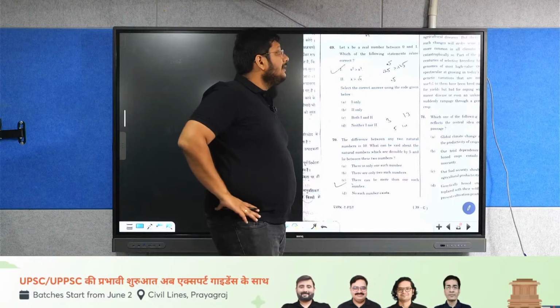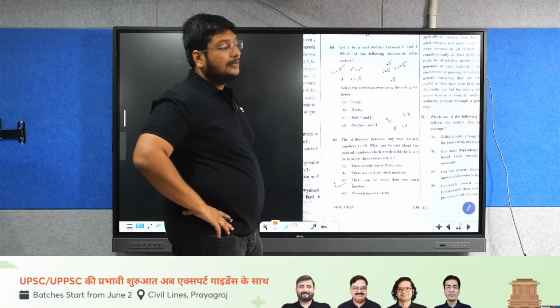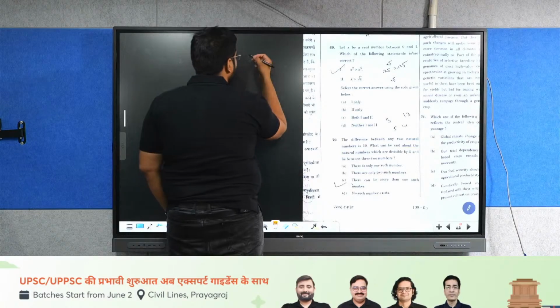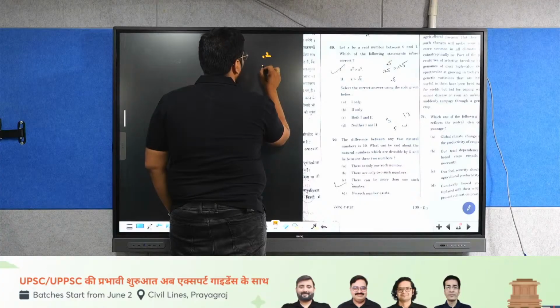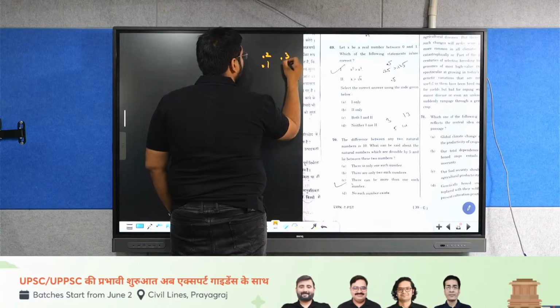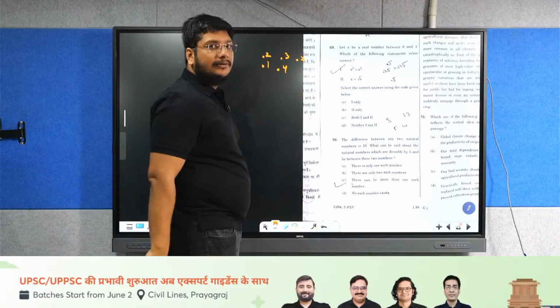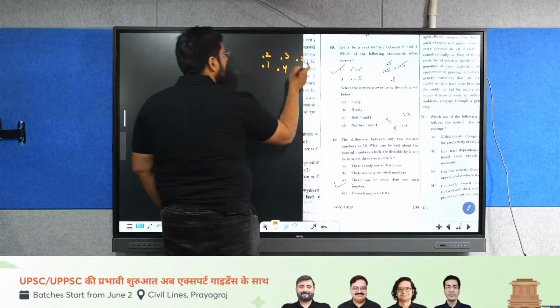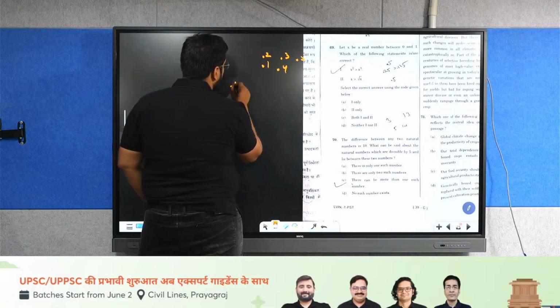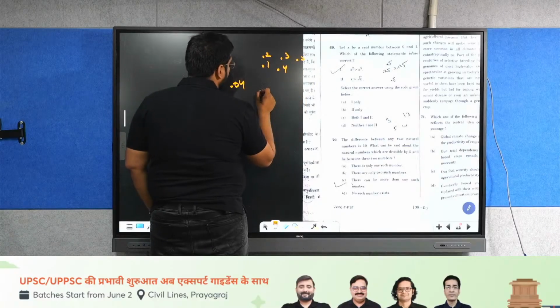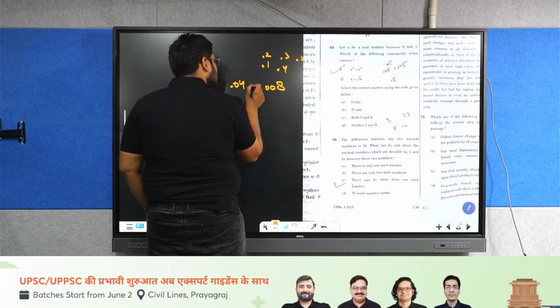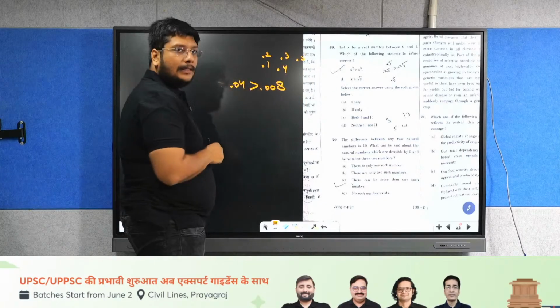Let x be a real number between 0 and 1. Let me take the value of anything. 0.2, 0.1, 0.3, 0.4, 0.5, whatever you feel like, you take it. X square of 0.2 would be 0.04. X cube would be 0.008. Obviously, this is greater than this.